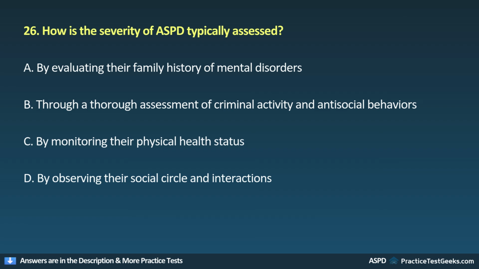26. How is the severity of ASPD typically assessed? A. By evaluating their family history of mental disorders. B. Through a thorough assessment of criminal activity and antisocial behaviors. C. By monitoring their physical health status. D. By observing their social circle and interactions.